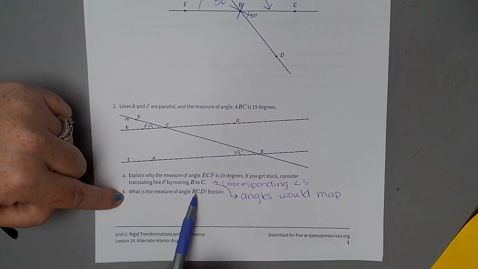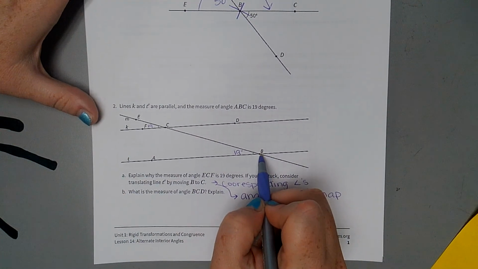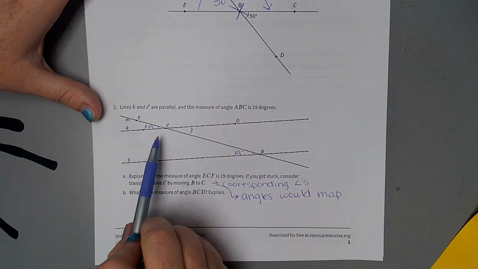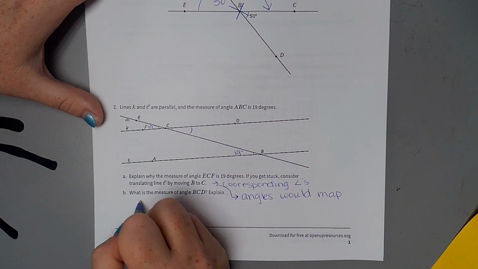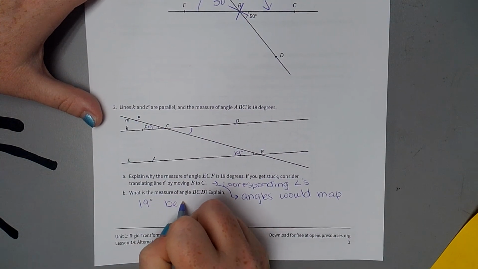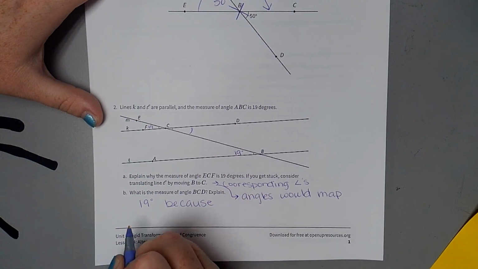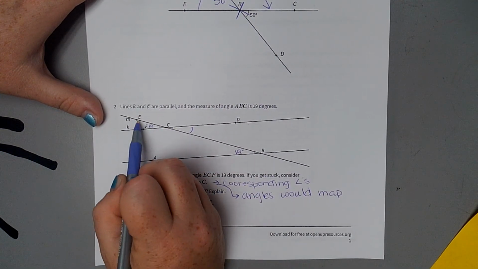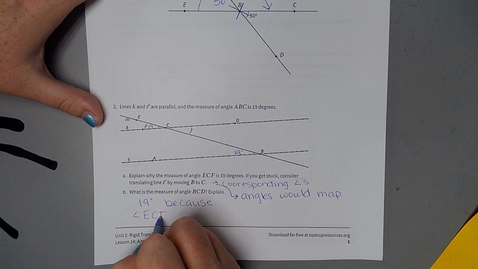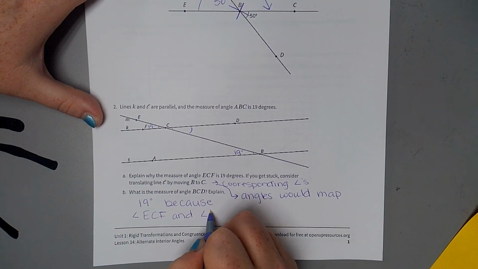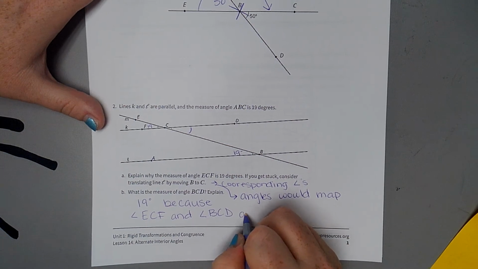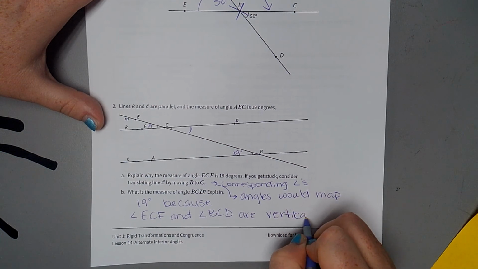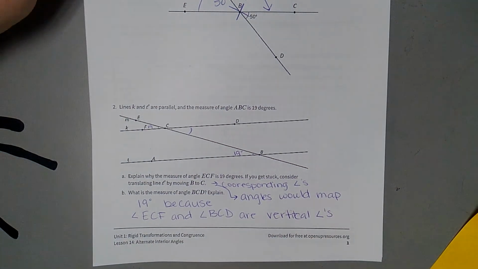What is the measure of angle BCD? BCD, so this angle. Well, these two are vertical, so it'd be 19 degrees, because angle ECF and the one we just measured, BCD, are vertical angles.